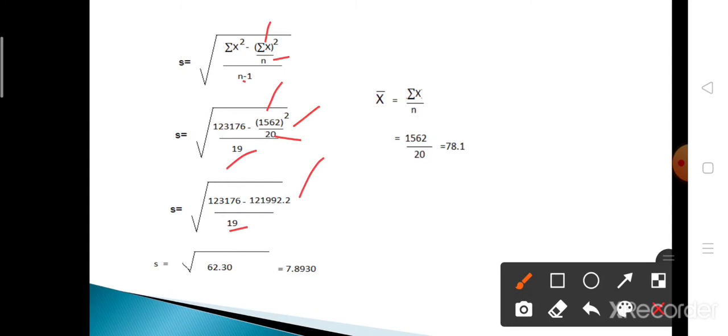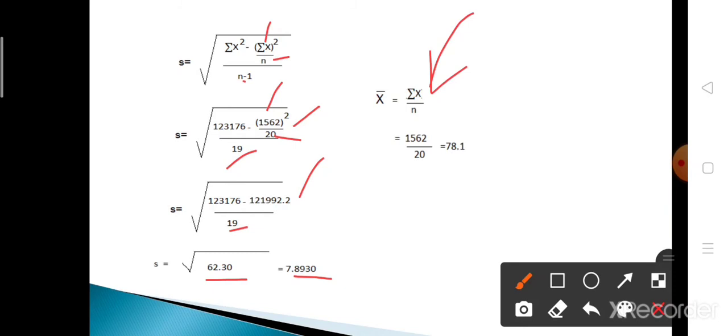So 123,176 minus 121,992.2, divided by 19, that is 62.30. So the square root of 62.30 is 7.8930. This is the value of the sample standard deviation, that is small s. Then x bar: what is the formula for calculating x bar? It is summation x divided by small n. Summation x is 1562 divided by 20, that is 78.1.